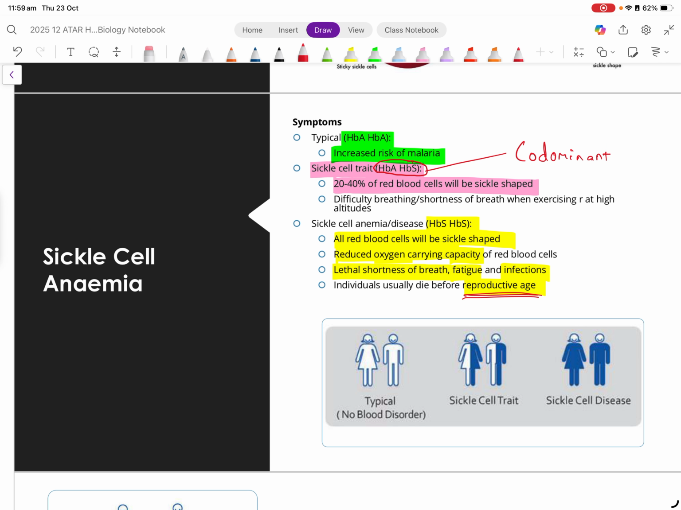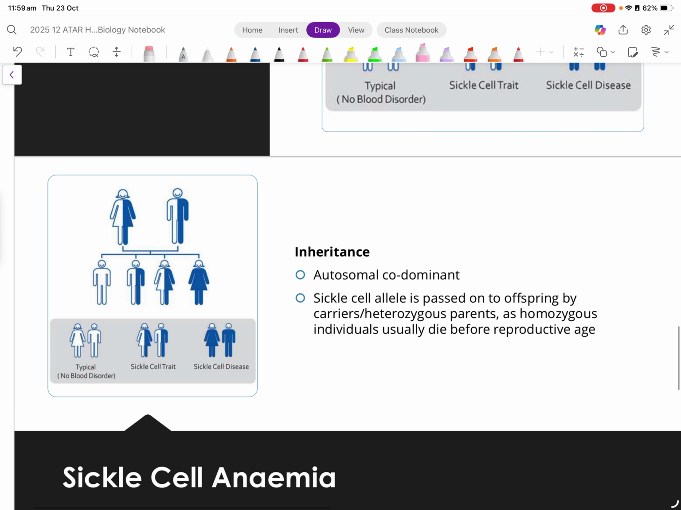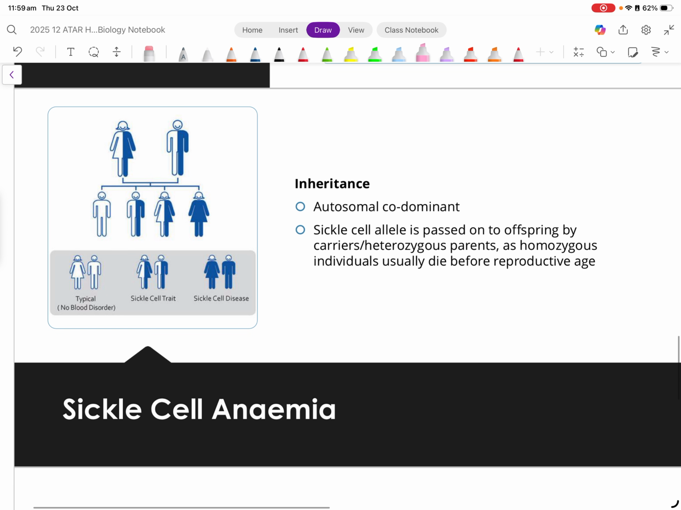Now, this is going to provide some difficulty for individuals who are heterozygous for regular hemoglobin and sickle-celled hemoglobin, as they'll have difficulty or shortness of breath, especially when exercising at higher altitudes. However, it does confer a survival advantage in areas prone to malaria. So, it's autosomal codominant, as we've mentioned, and that sickle cell allele is passed on from parents themselves.